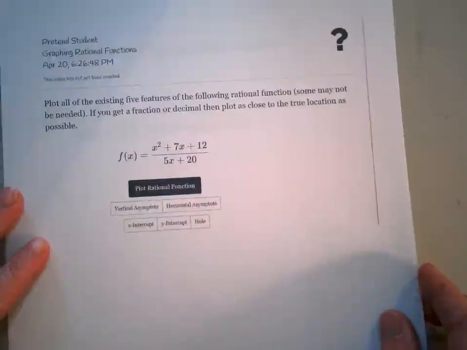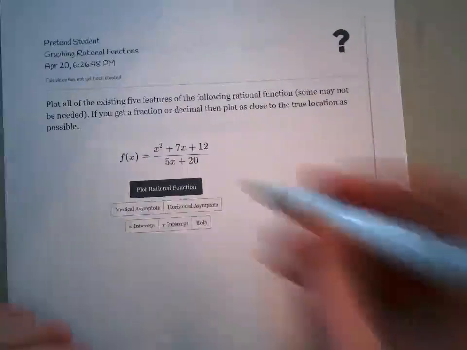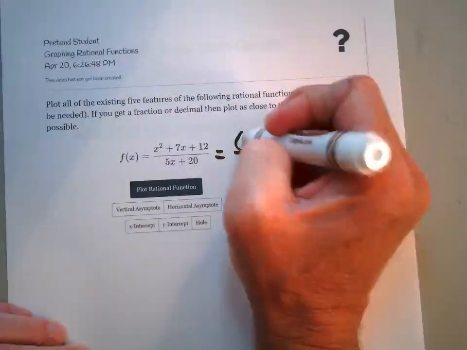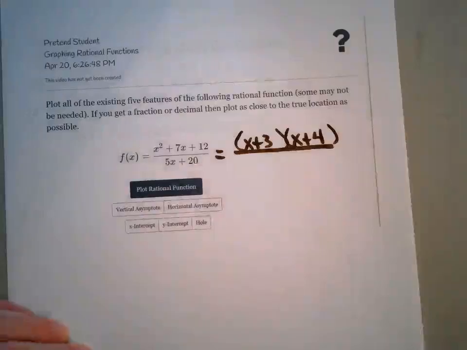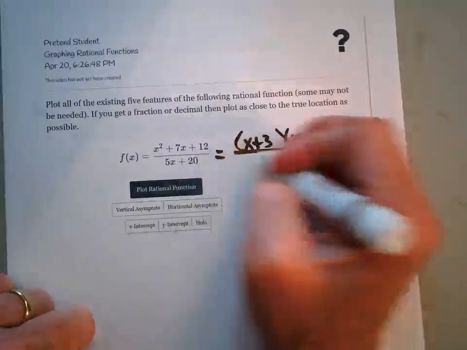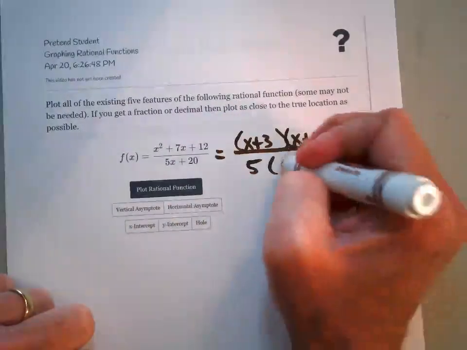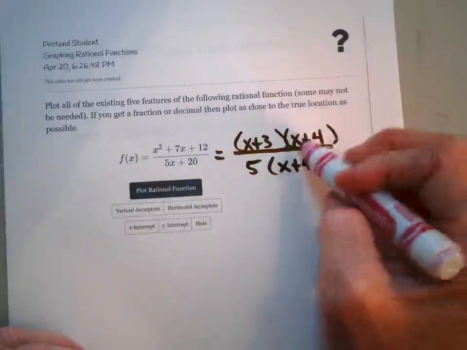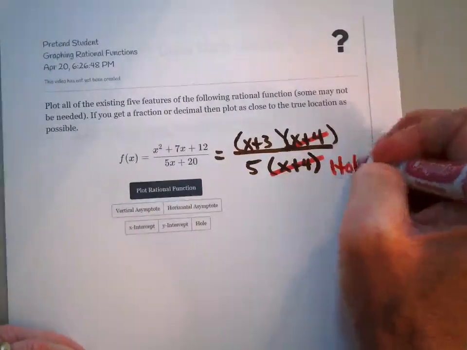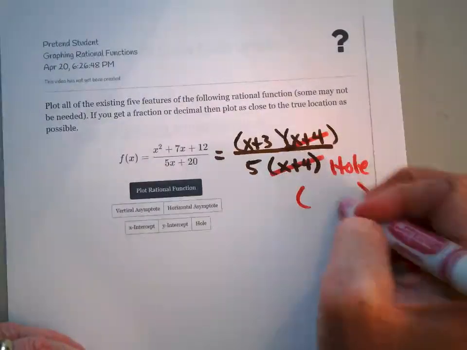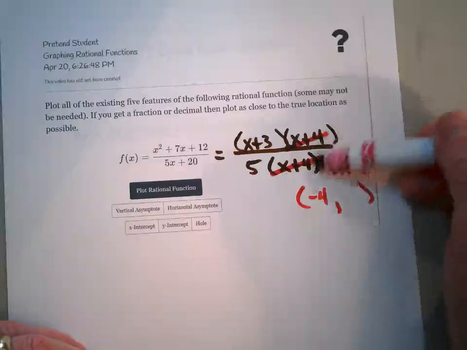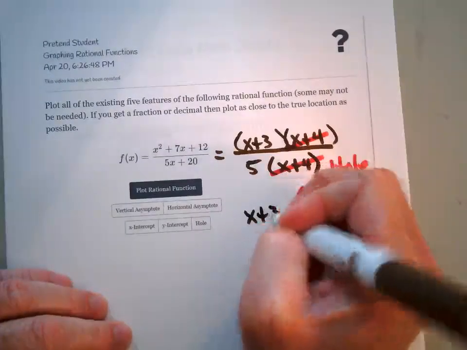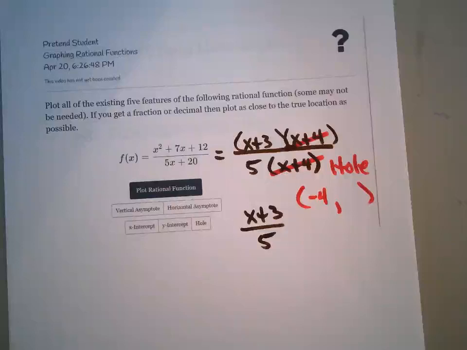Scoot this up a little bit. All right, so here's our problem. First thing we want to do, factor. So x plus 3, x plus 4. We get a 5 for a greatest common factor. We have an x plus 4. You guys should see that the x plus 4's cancel, which creates the hole at -4. We change the sign of that value right there. That's what our x value is.